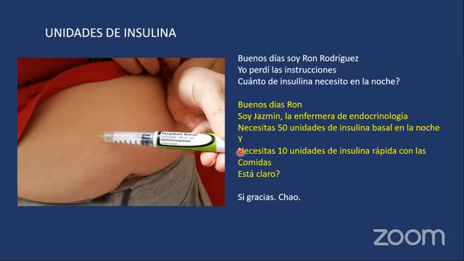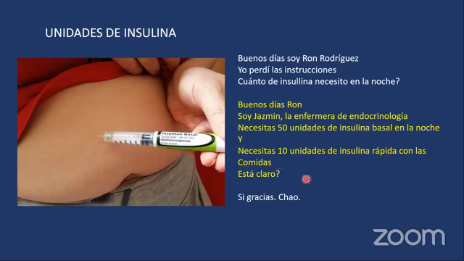And you need 10. You need 10 units of insulin. Which one? Rapid. With the food. With the meals. Better say with the meals. Is it clear? ¿Está claro?